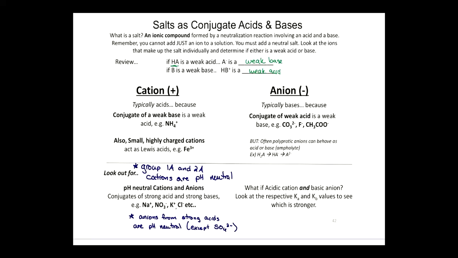So this is kind of more the conceptual part of this chapter. It's just being able to recognize, okay, I'm giving you a salt like NaCl. Tell me, is it acidic, basic, or neutral if I put it into water? And we'll do some demos and see.